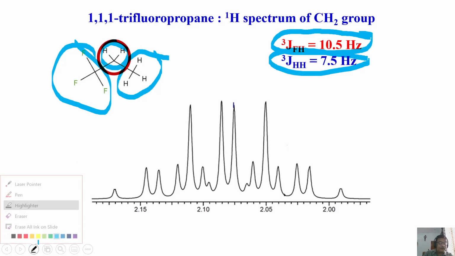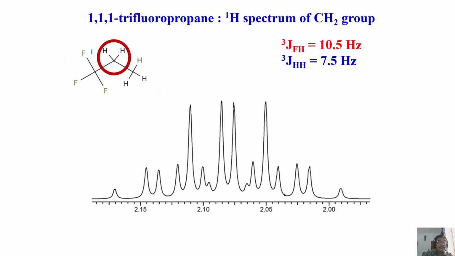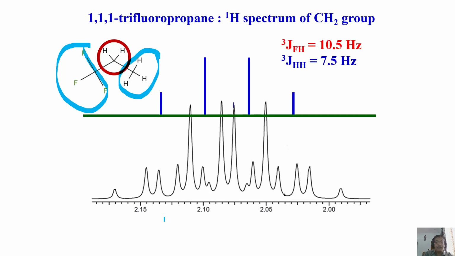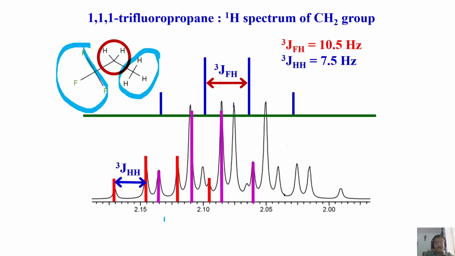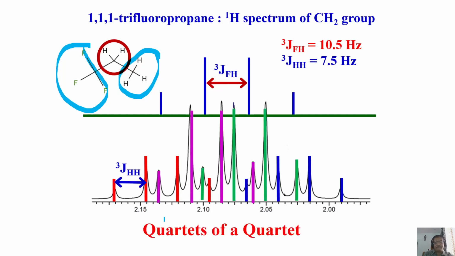Don't get confused. Now, this CF3 is an equivalent CF, like CH3. These are chemically equivalent groups. Apply the 2nI plus 1 rule. This will become a quartet. Again, apply the 2nI plus 1 rule for this. It will become a quartet of quartets. How are they coming? There is one quartet, and then each line is split into another quartet like this. All lines can be assigned. This is called a quartet of quartets.